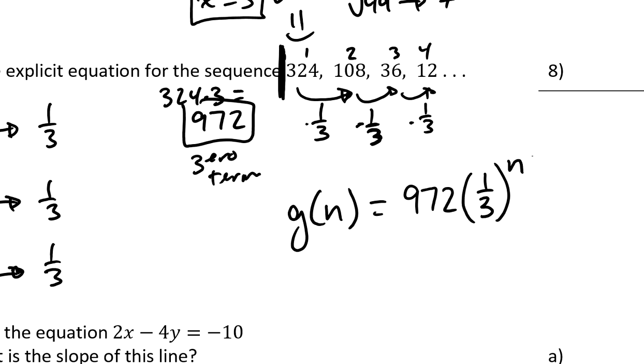So if n was 1, it turns out that 972 multiplied by 1/3 would equal exactly 324. If n is 2, that would be 972 times 1/3 times 1/3, two of those 1/3, which would give me the 108. When n is 3, it's 972 times 1/3 times 1/3 times 1/3, and when you do that, you get exactly 36.